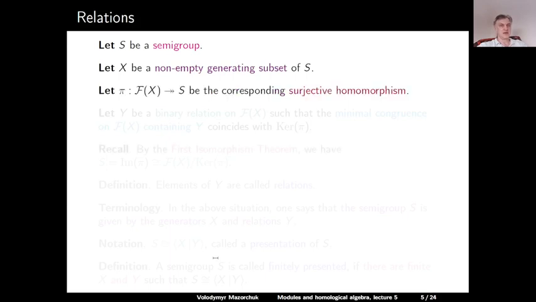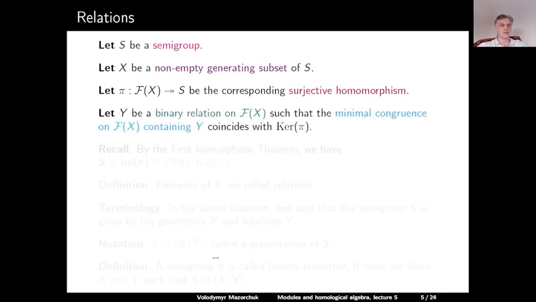Relations: let S be a semigroup and X a non-empty generating subset of S. As mentioned on the previous slide, we then have a surjective homomorphism from the free semigroup generated by X to S, which extends the identity map on X. Let Y be a binary relation on our free semigroup such that the minimal congruence of this semigroup which contains Y coincides with the kernel of our homomorphism π. Then, by the first isomorphism theorem, we have that the semigroup S, which coincides with the image of π because π is surjective, is isomorphic to the quotient of F of X by the kernel of π.